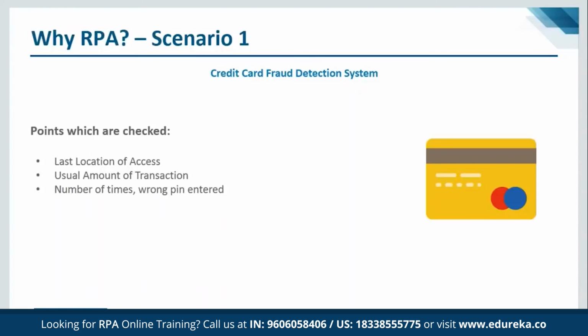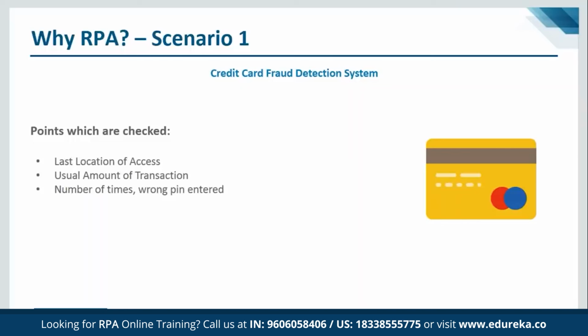Now, any transaction that is coming in is judged on the basis of rules that you have designed, right? Let's consider these rules to be something like this. For example, the last location of access of your credit card is far away from the location showing in the transaction right now, so it becomes suspicious. Second, the usual amount of transaction: maybe in a month you transact around 20 to 30,000 in cash from your credit card, but suddenly you made a transaction of 500,000. That is a huge number.